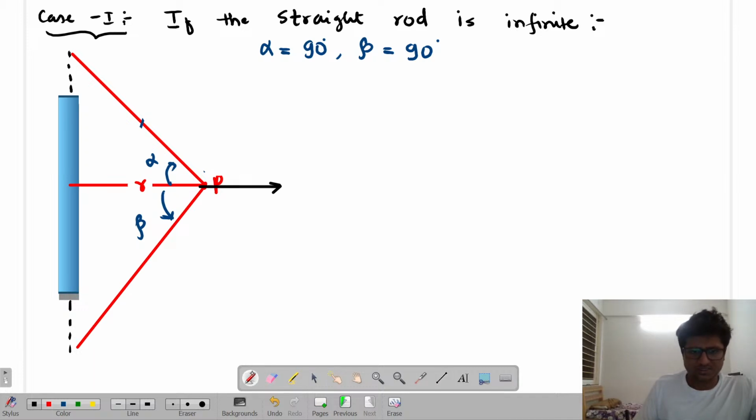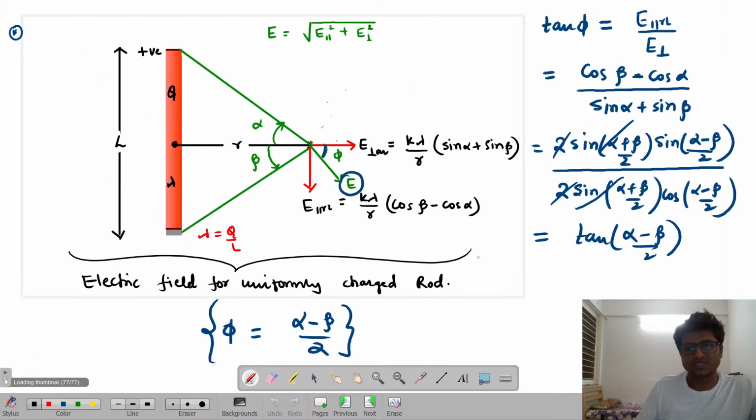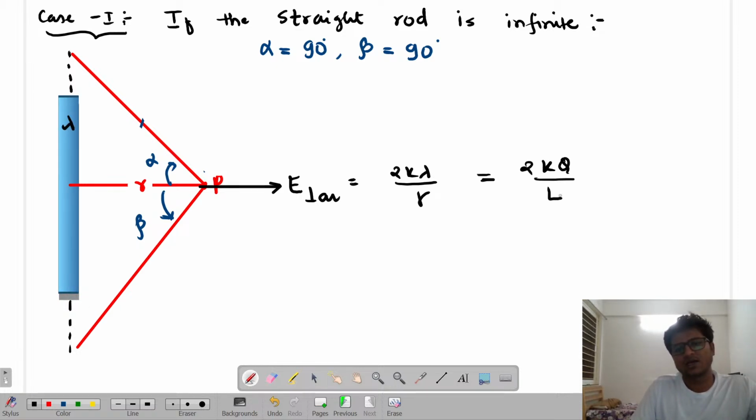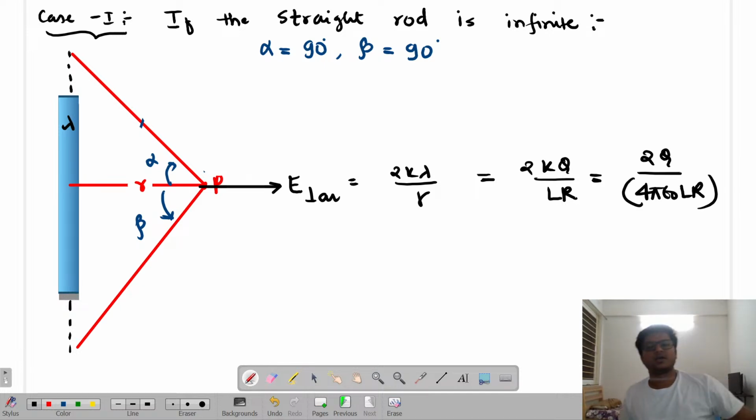0. So for a straight rod, parallel component is 0. Only which component exists? Perpendicular. And that is equal to sin 90 plus sin 90, which is twice k lambda by r. If lambda is given, it is equal to twice k q by l r if q is given, and k can be written as 2q by 4 pi epsilon naught l r. That is my full formula for a straight infinite rod. Are you able to get me or not?